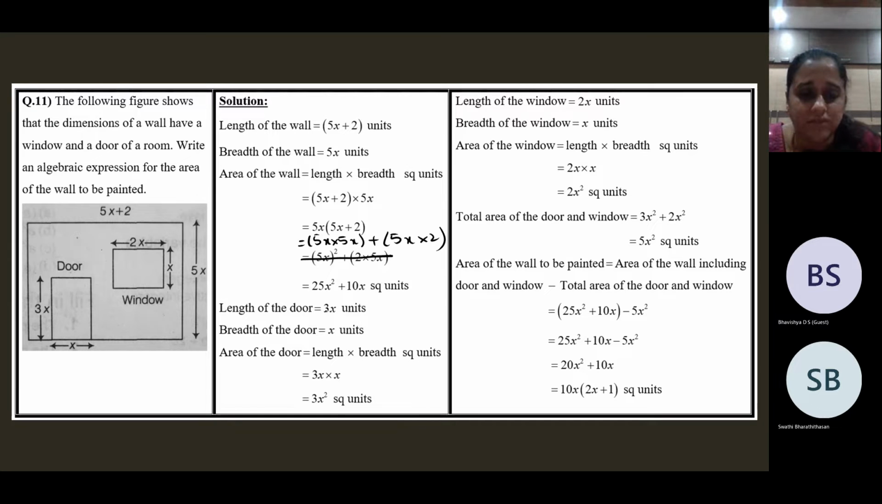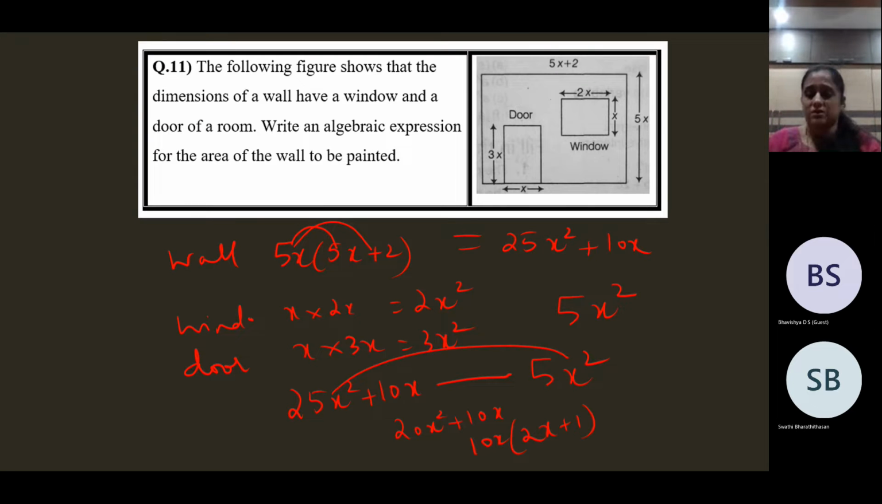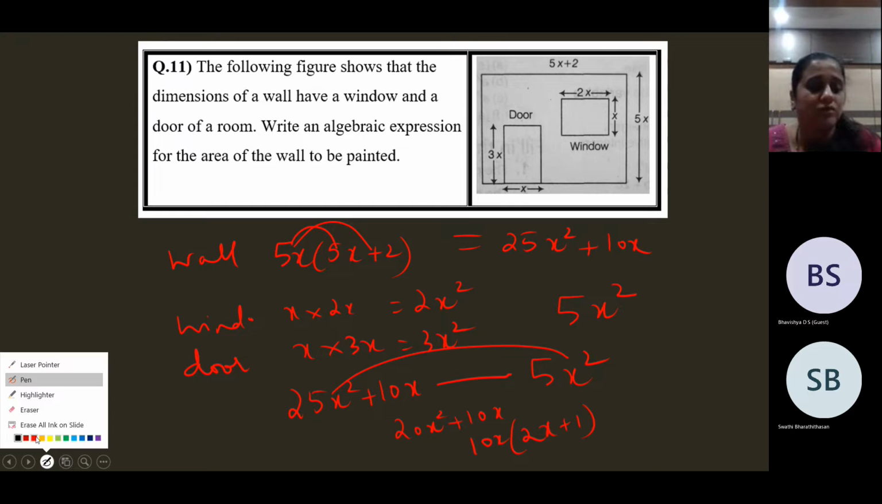Here the length is actually x, children. I should change this. The breadth is 3x. The answer will not change. The length is x. The breadth is 3x. So because I've written length, breadth everywhere, it looks big. It's just what we worked here.